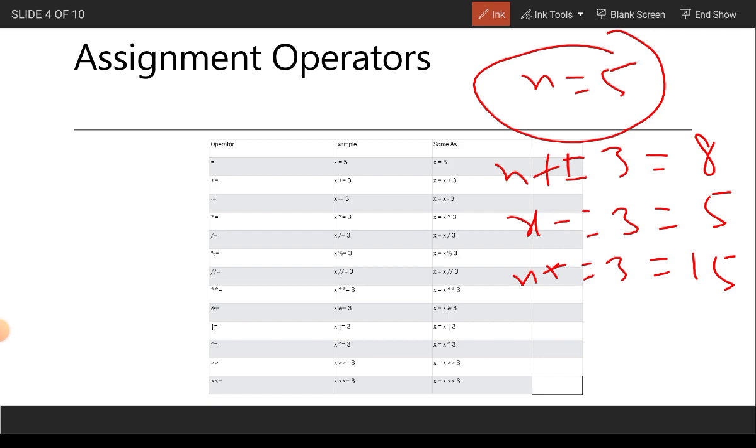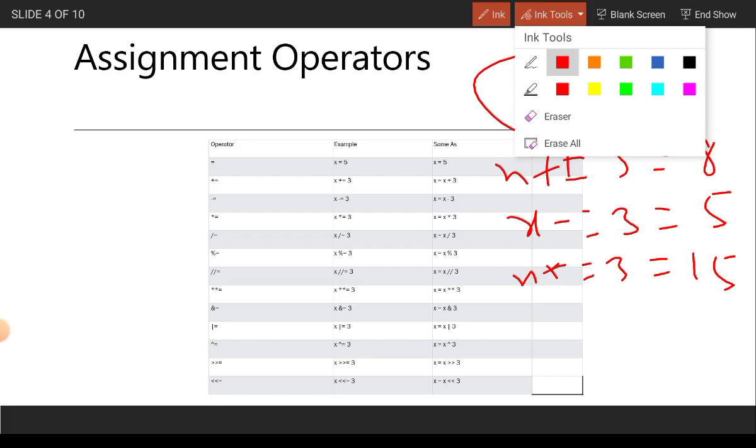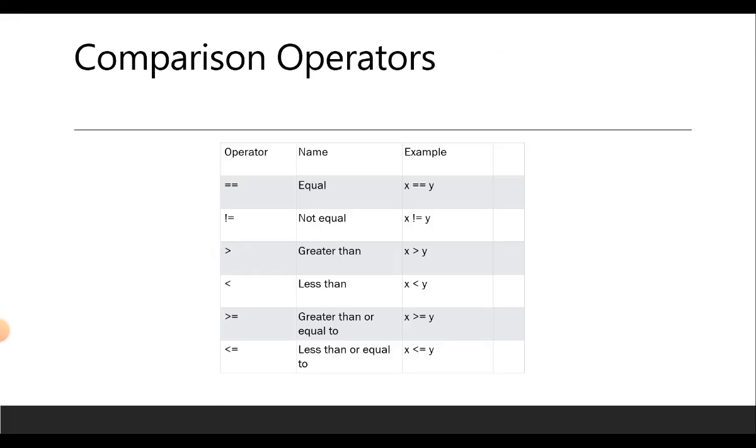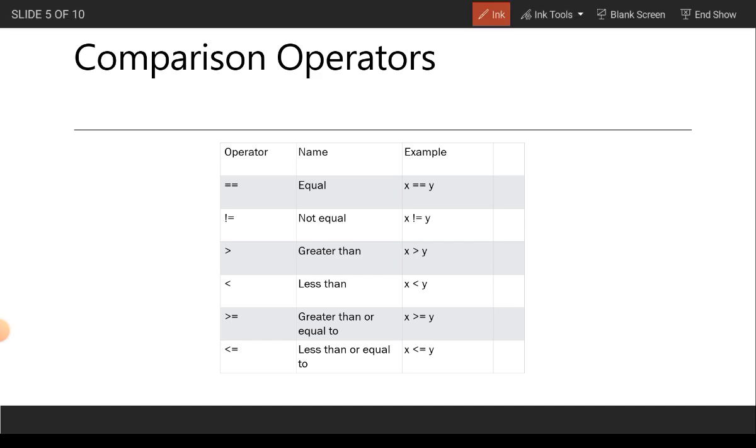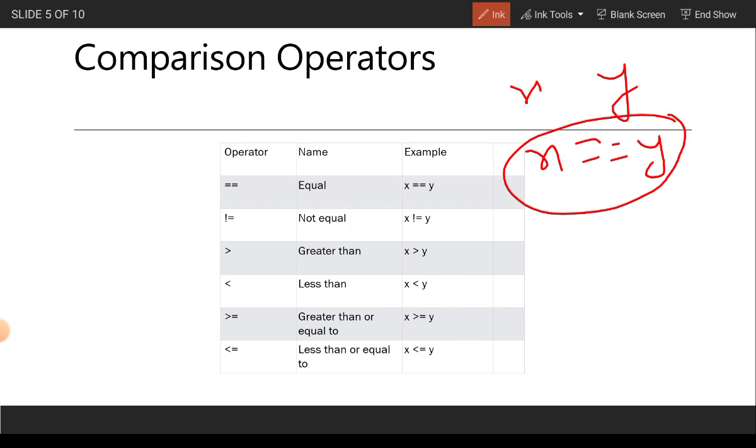Okay, moving to the next slide. Comparison operator. What does the comparison operator do? Comparison operator compares two variables. Suppose we have been given two variables like x and y, and we want to check whether the two are equal or not. Then how will we do it? We will just do x == y. If both are equal, then it will return true, otherwise it will return false.